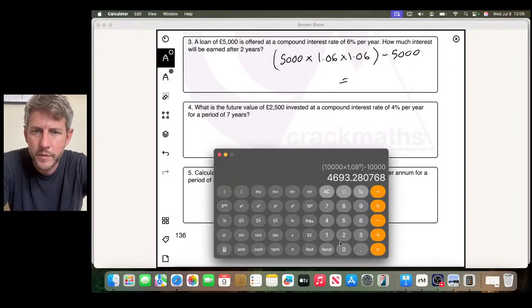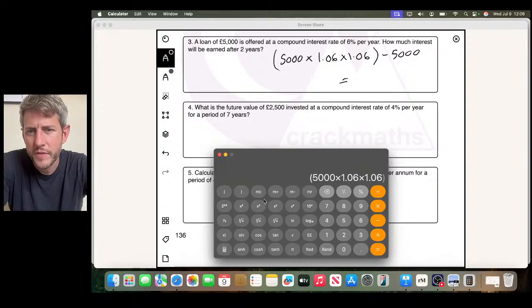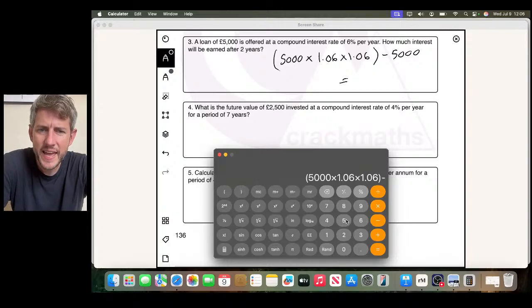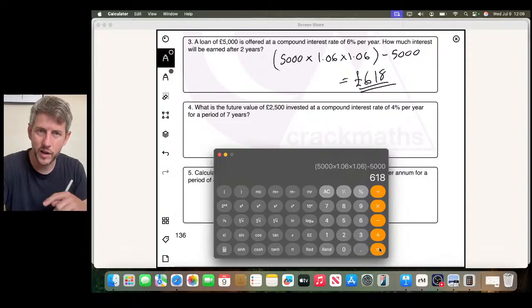Okay, so here we go. We've got the bit that calculates the compound interest. These brackets here find us the total amount, and then we're taking out the initial investment, and this will give us the answer. Okay, so £618 in interest over the 2 years.